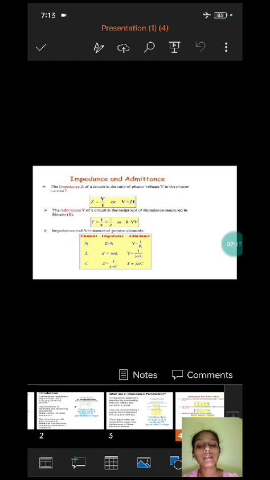In an inductor, Z is equal to j omega L, and admittance Y is equal to 1 by j omega L. Also, in the capacitor, Z is equal to 1 by j omega C, and admittance Y is equal to j omega C.